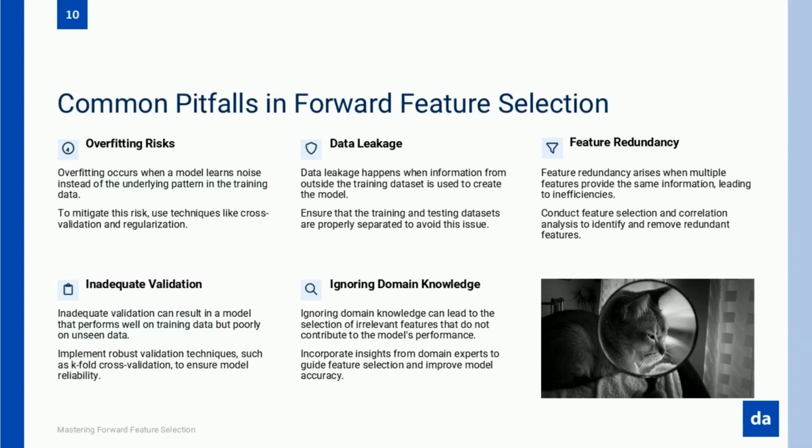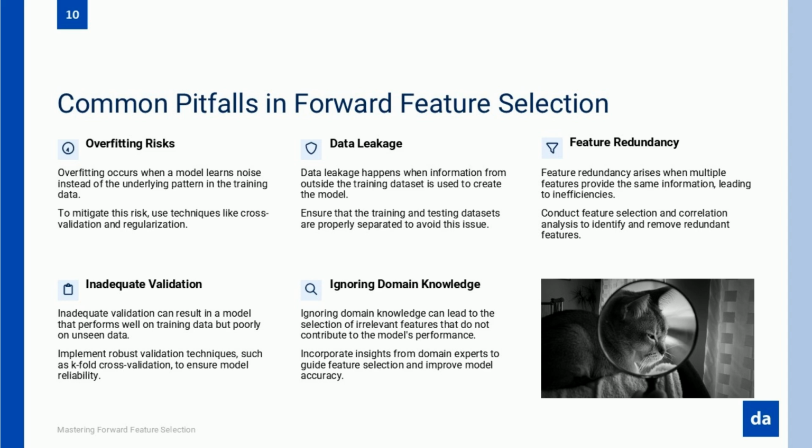Feature selection is like trying to pack for a trip with strict baggage limits. You've got to choose wisely. But even with the best intentions, people make mistakes. And in machine learning, those mistakes can cost you accuracy, generalization, and even the trustworthiness of your model. Let's go over some of the biggest pitfalls in forward feature selection so you don't fall into them.